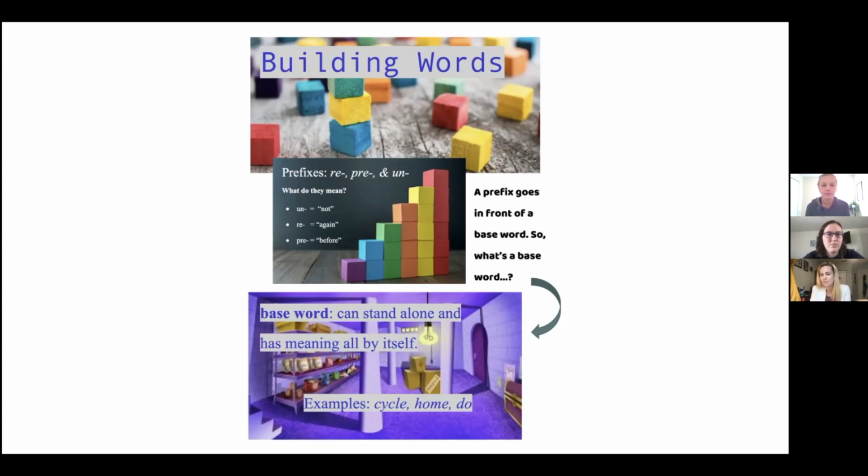Let's talk about un first, because that's probably the easiest. Vanessa, what does un mean as a prefix? It means not. That's right. So if you see un in front of a base word, it's going to completely change that word to the exact opposite. So it's a big change in that word, isn't it? Let's look at the next one, re. Heather, what does re mean? Re means again. That's right.